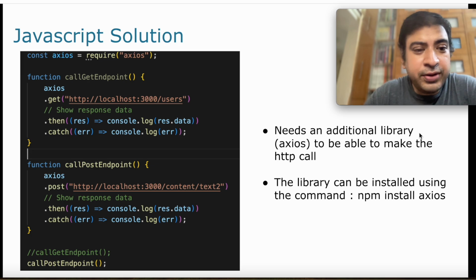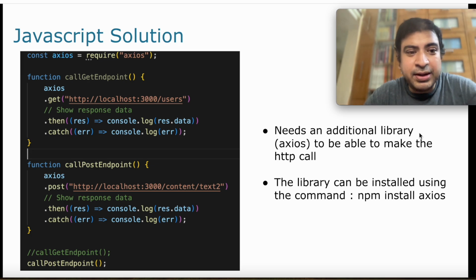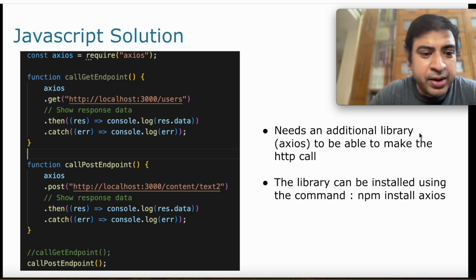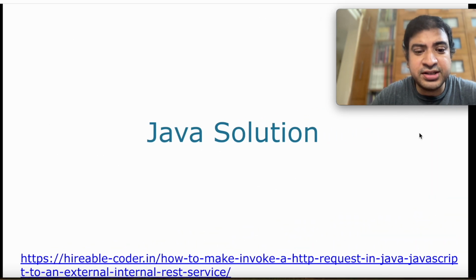In one of the functions over there, we are calling the get endpoint using the get method of Axios, and in the other function we are calling the post endpoint using the post method of Axios. We will see a demo of both of them. And now let's go to the Java solution.